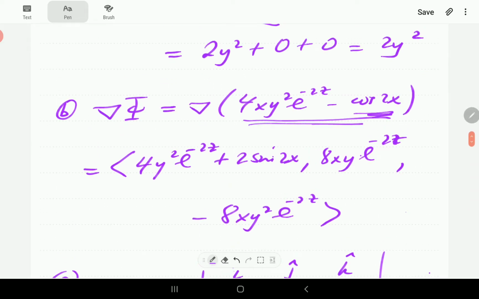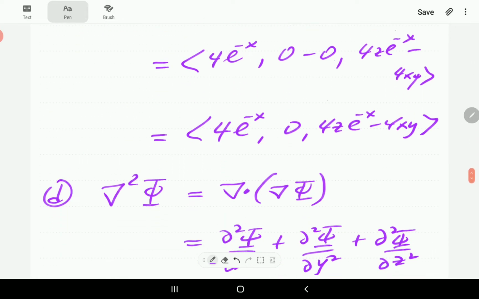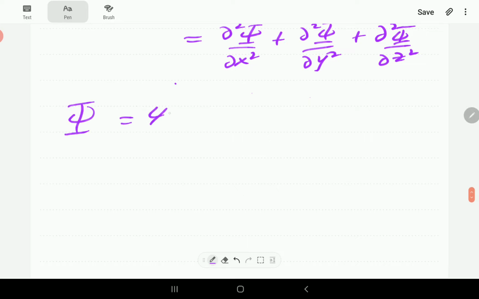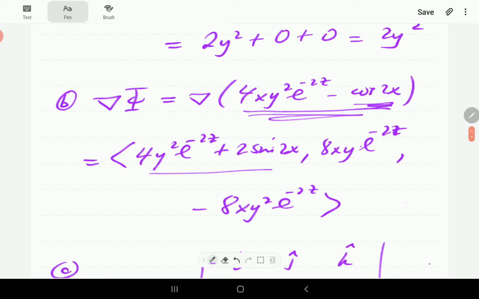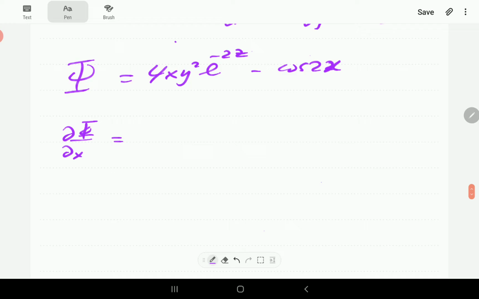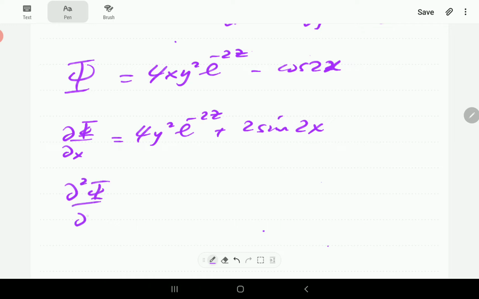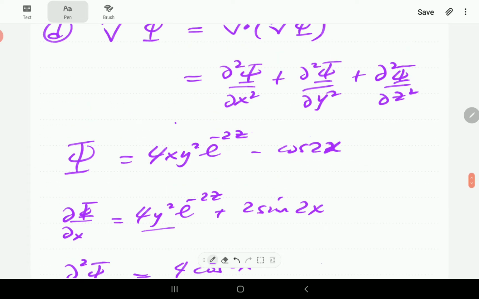Now we're going to recall that this is phi, so phi is 4xy squared e to the minus 2z minus cosine 2x. So if we take this thing differentiated once with respect to x, which we've already done actually when we did gradient, it's just going to be this term here. So that is going to be 4y squared e to the minus 2z plus 2 sine 2x. Then if we differentiate this again with respect to x, there is no x dependence here now. So that term is going to be 0, and then the derivative of this is going to be 4 times cosine 2x. So that's going to be this term here.